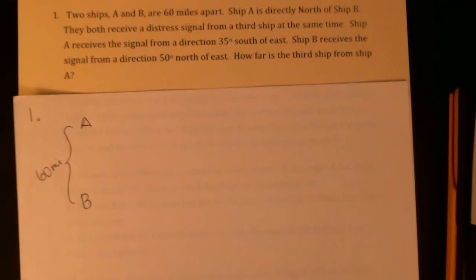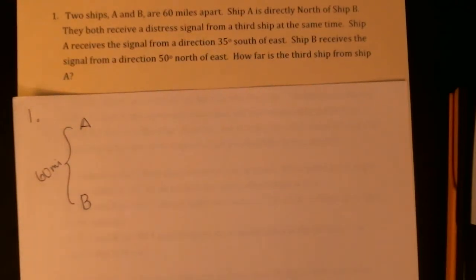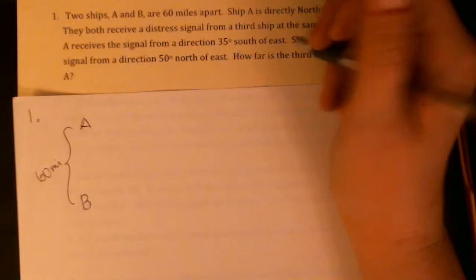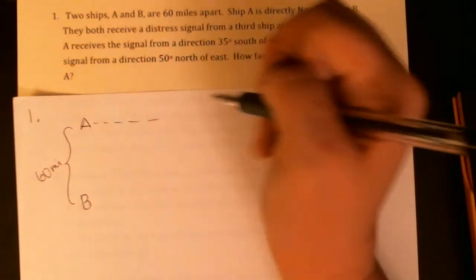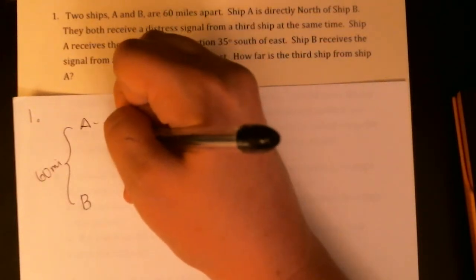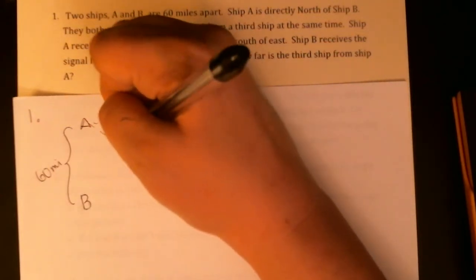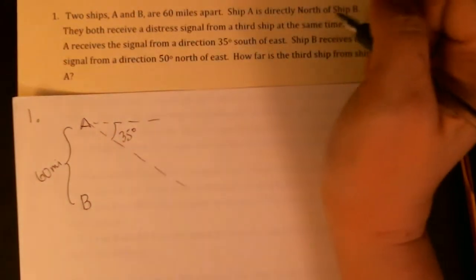They both receive a distress signal from a third ship at the same time. Ship A receives the signal from a direction 35 degrees south of east. Okay, so if we point due east from A and turn 35 degrees south, that's the direction that the signal was coming from.